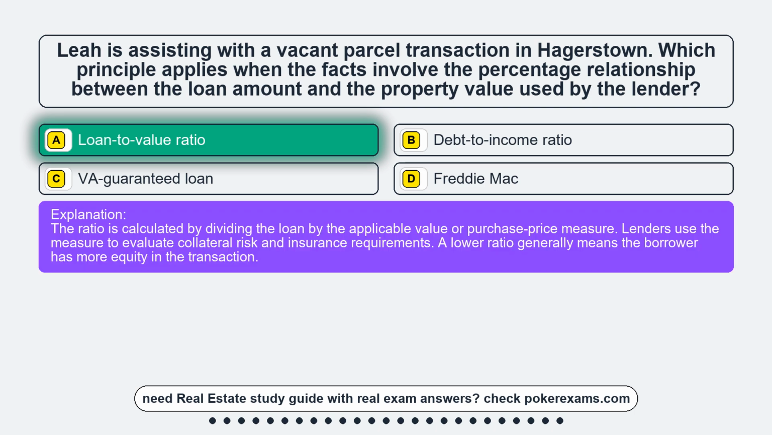The ratio is calculated by dividing the loan by the applicable value or purchase-price measure. Lenders use the measure to evaluate collateral risk and insurance requirements. A lower ratio generally means the borrower has more equity in the transaction.